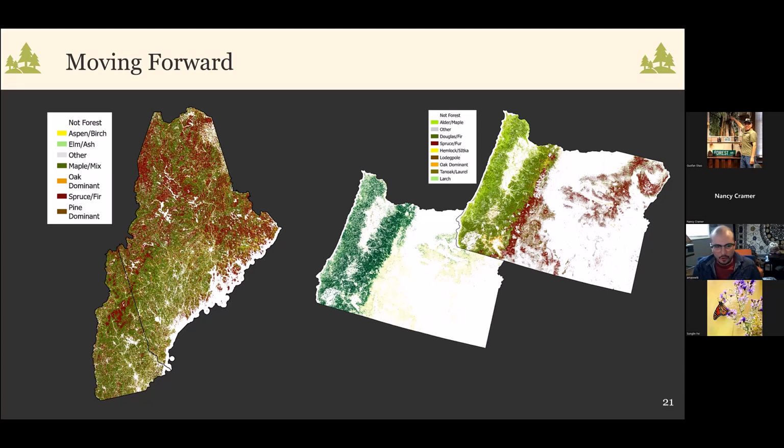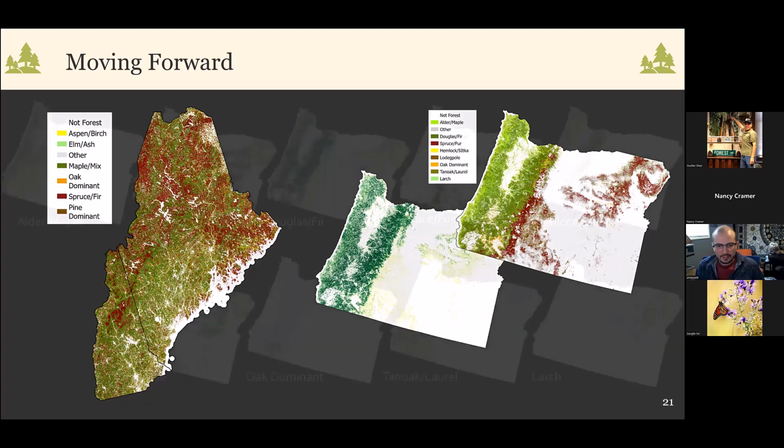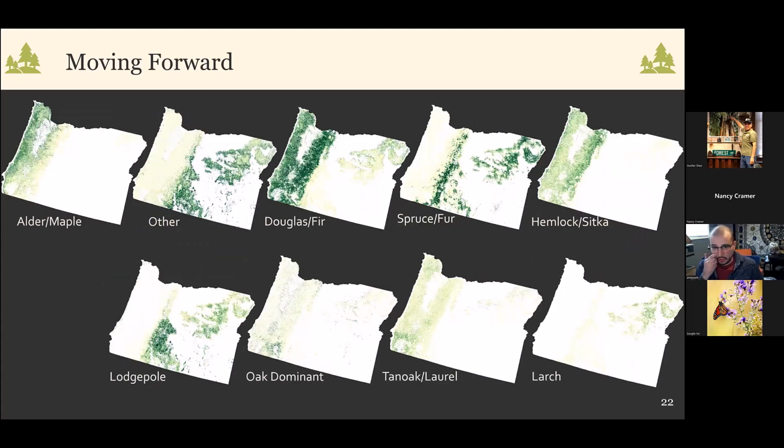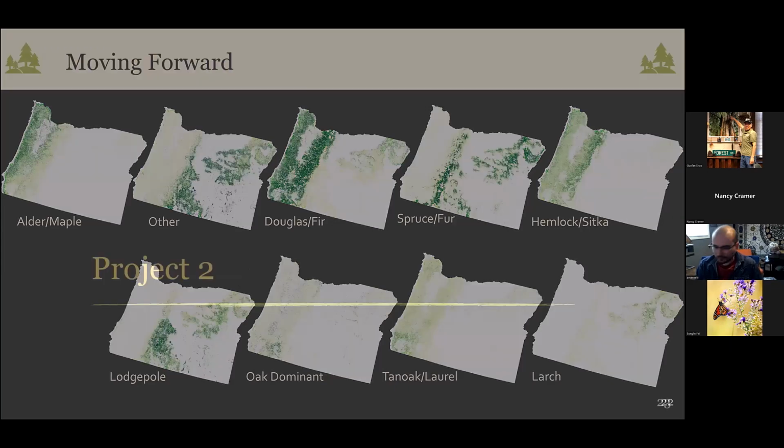So this is just some example outputs for Maine and Oregon, and here's some of the probabilistic surfaces for the forest types that were differentiated in Oregon specifically.